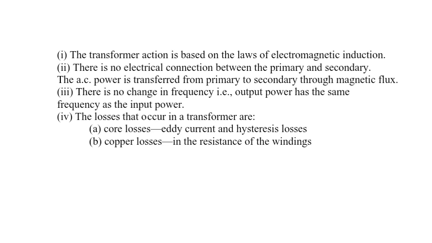The losses that occur in the transformer are of two types: copper losses and core losses. Core losses occur when we wrap the coil on some material, the core; this type of loss is due to eddy currents and hysteresis loss. Copper losses are basically due to the resistance of the winding. It may have some resistance, and that is called copper losses.